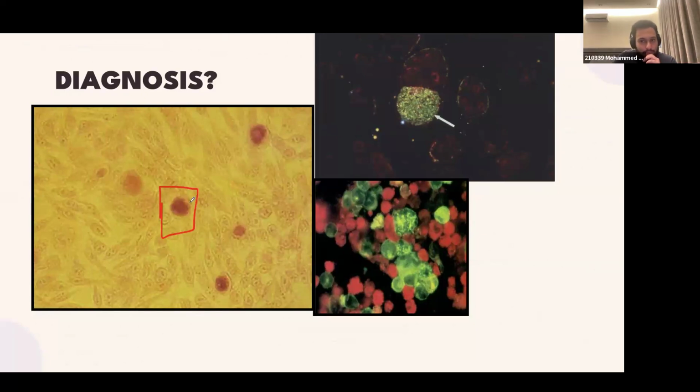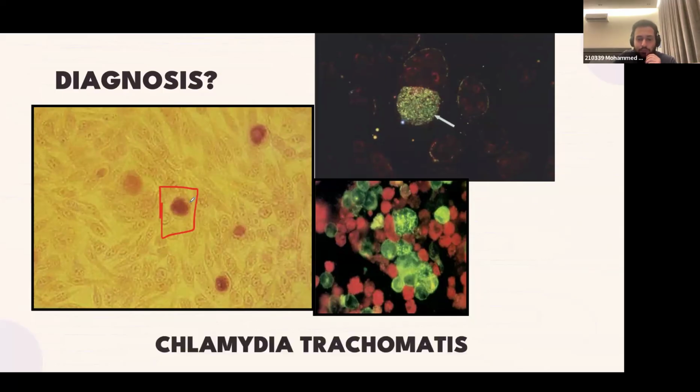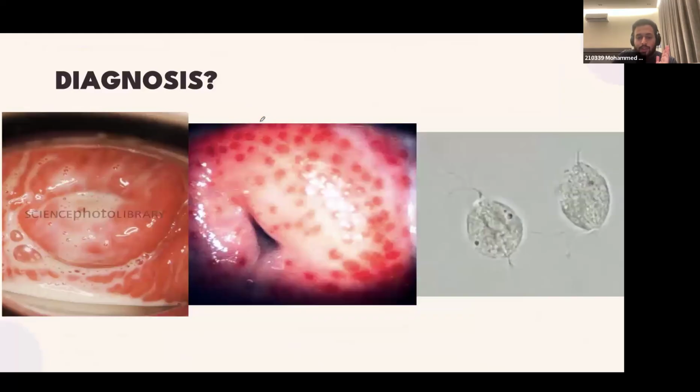This is a high yield image. Iodine stain showing you what? McCoy cells. Good. Chlamydia trachomatis. This image is high yield. Ignore these two. Okay. This. That's it. We're done here.